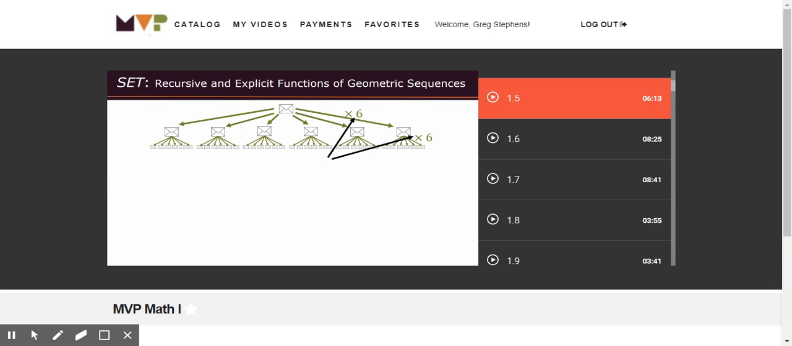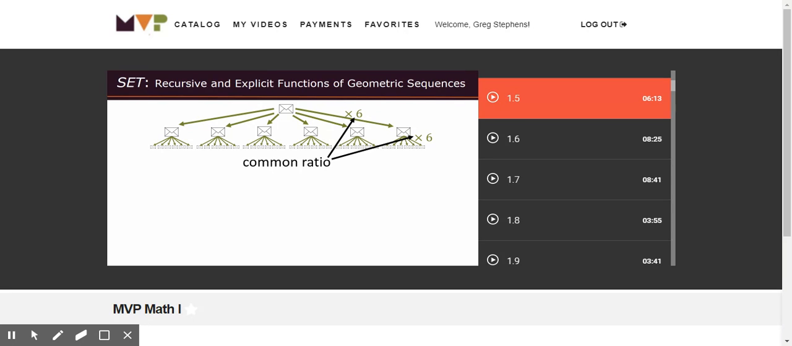Is the same number being multiplied times the previous term? If it is, then that number is called a common ratio, and the pattern represents a geometric sequence of numbers. If you can identify the common ratio, you can also write the recursive equation.